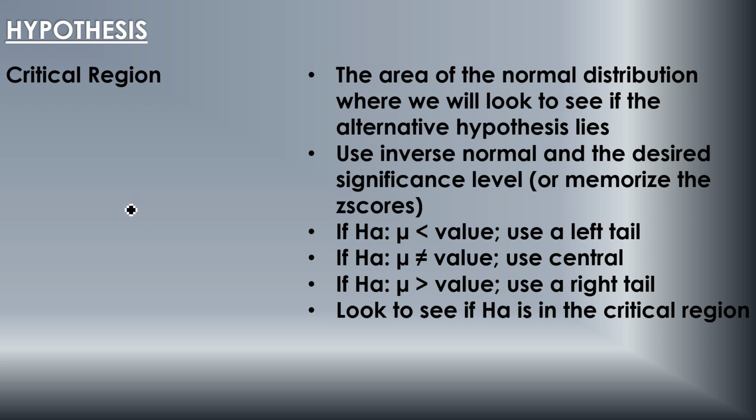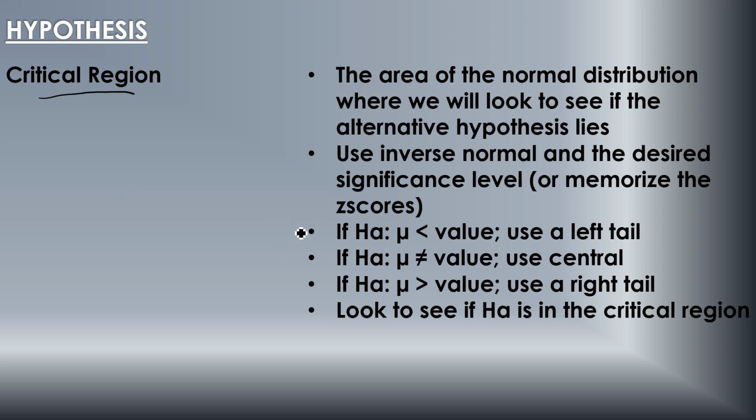Now that we've gotten used to identifying our null and alternative hypothesis, it's time to actually run some experiments, that is, actually test some hypothesis. So what we need to do is identify our critical region. And we also need to realize that when we are doing a hypothesis test, we are looking at the alternative hypothesis, the one that has the not equal. And we're going to see if that alternative hypothesis falls within the critical region.